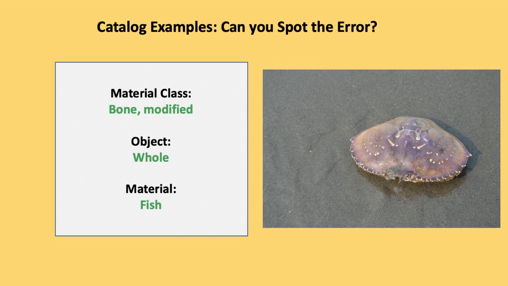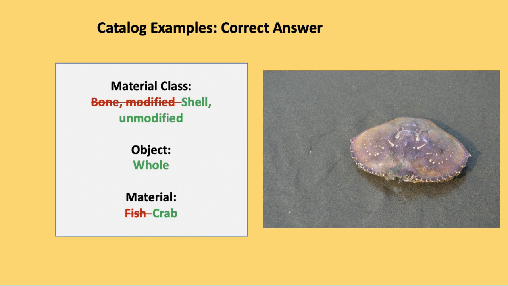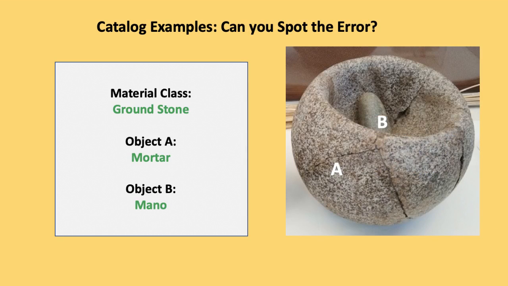This is a whole object that is of biologic origin. The material class is shell, unmodified because the material is actually a crab shell. This groundstone bowl-shaped object has a long grinding tool inside of it.